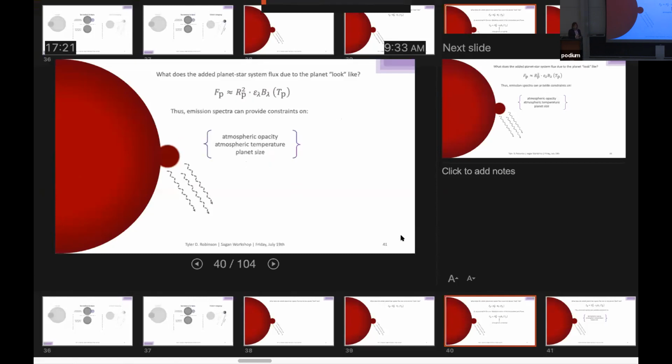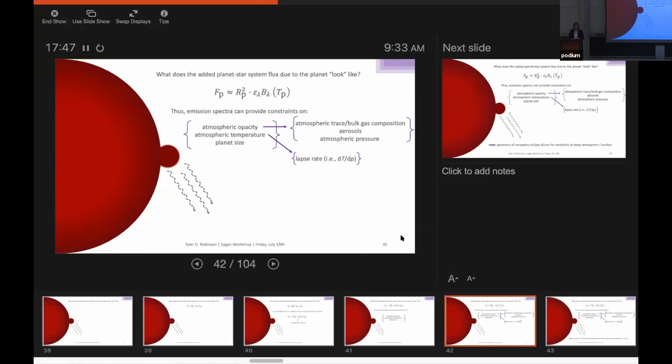And so putting that up at the top of the slide, what are things that we could then hope to understand from a direct imaging in the thermal infrared or a secondary eclipse spectrum? Well, again, atmospheric opacity is going to affect this emissivity term here. You have information about atmospheric temperature because you're viewing the world on thermal emission, and you have information about planet size. On top of that, what are things you could then hope to infer? Well, if you have information about the atmospheric opacity, you can then try to say something about the atmospheric composition, bulk or trace gas. You could try to say something about aerosols, atmospheric pressure.